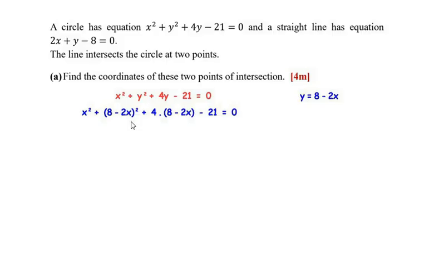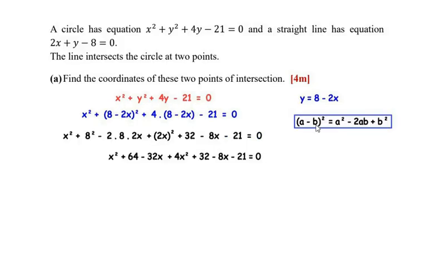algebraic identity which is a minus b the whole square. So this expands as a square minus 2ab plus b square. Now here we have considered a as 8 and we have considered 2x as b over here. So in the next step we have written x square plus 8 minus 2x the whole square expands as 8 square minus 2 times 8 times 2x plus 2x the whole square plus, now this expands as 4 times 8 is 32 and plus 4 times negative 2x gives us negative 8x minus 21 equal to 0.